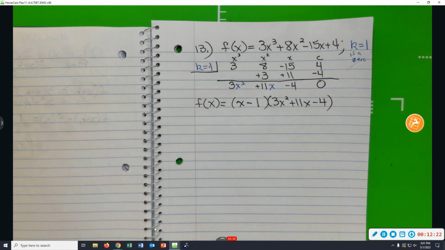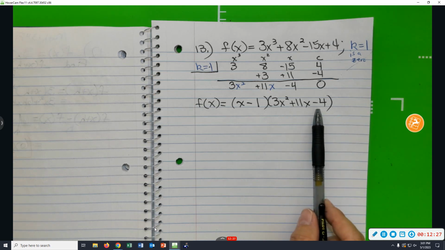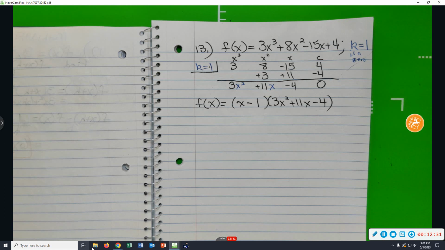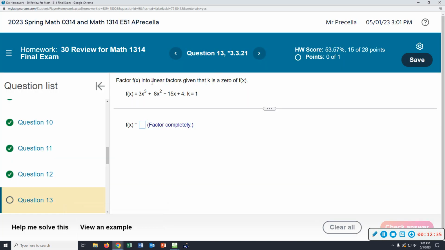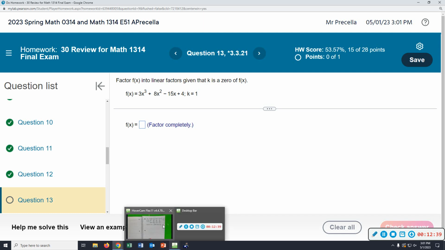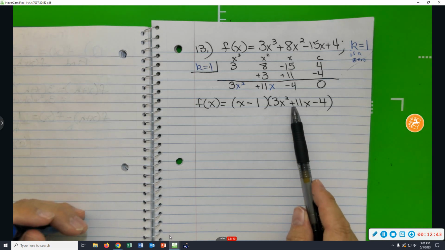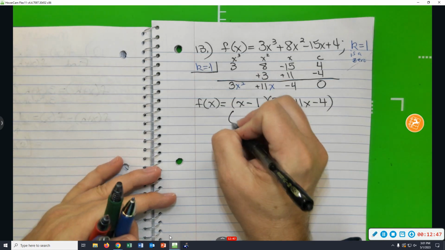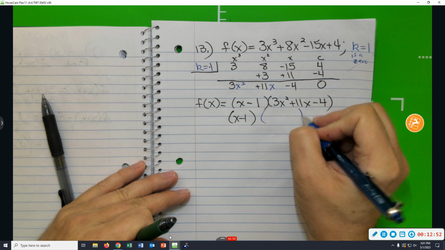The instructions say to factor. Now we have it factored. This is written as a product. We have a linear times a quadratic, but remember the instructions say factor it into linear factors. That means that this x squared expression, we should be able to factor so that it just contains x. Well, we know how to factor a trinomial. 3x minus 1 and x plus 4.